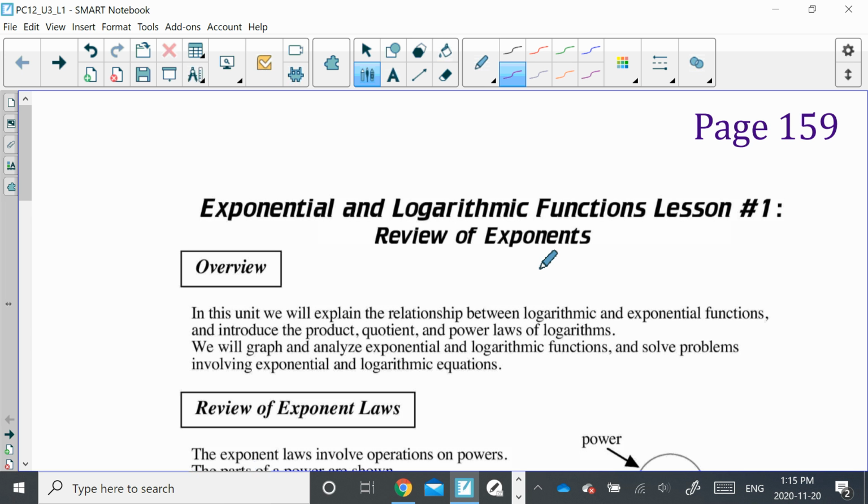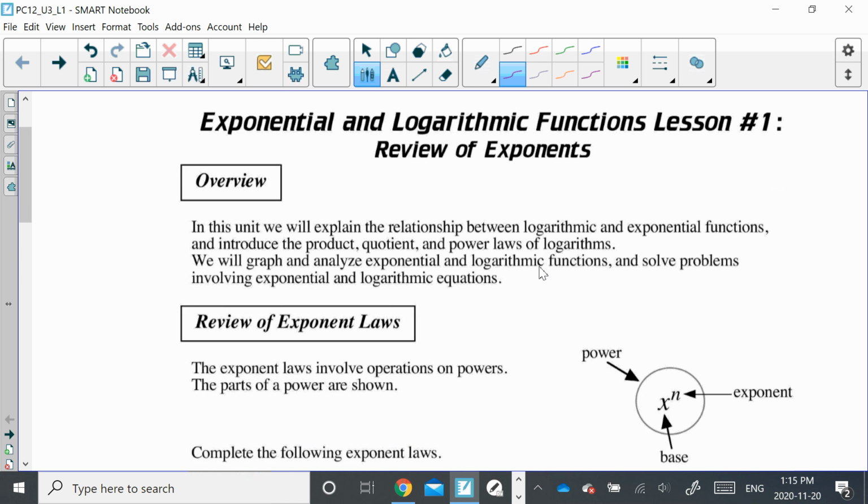So all of that knowledge from 10C, we will review quickly in this video, but you do have to know all of it in order to be successful with dealing with exponents.